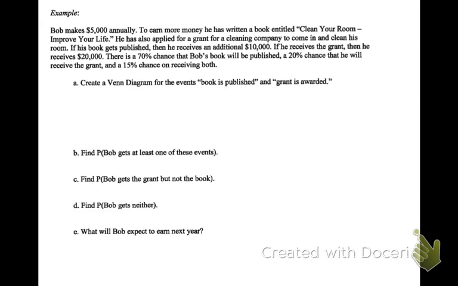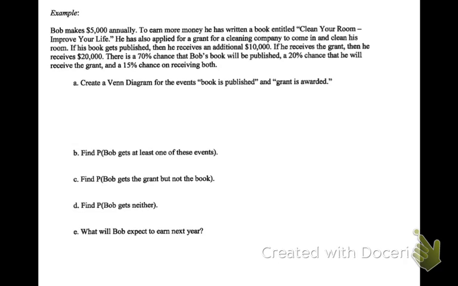Let's look at an example. Bob makes $5,000 annually. To earn more money, he has written a book entitled Clean Your Room, Improve Your Life. He has also applied for a grant for a cleaning company to come in and clean his room. If his book gets published, then he receives an additional $10,000. If he receives the grant, then he receives $20,000. Now there's a 70% chance that Bob's book will be published, a 20% chance that he will receive the grant, and a 15% chance of receiving both. That's a lot of information.